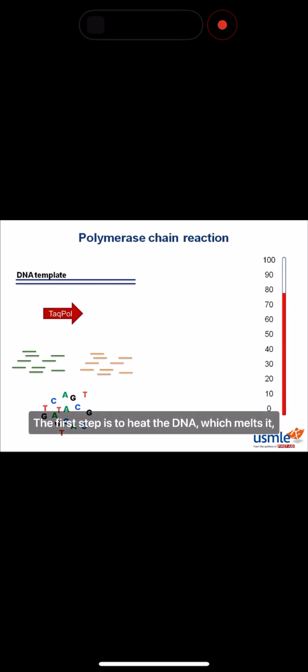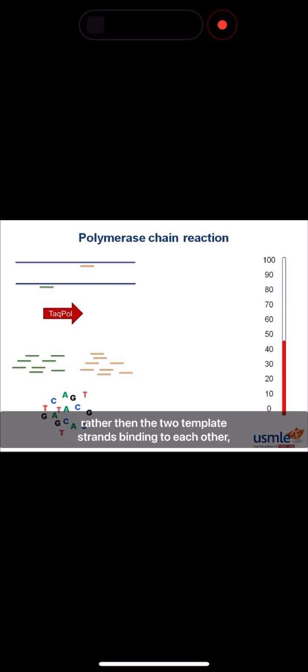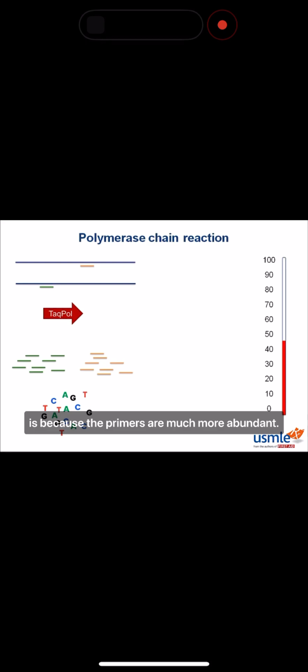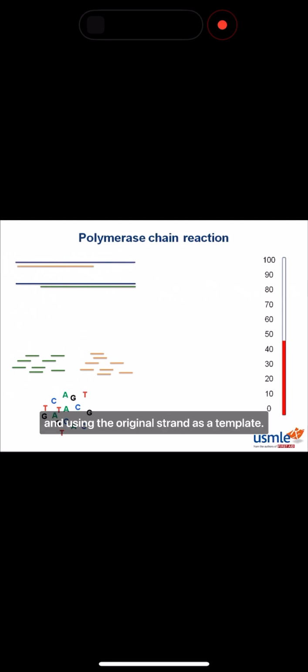The first step is to heat the DNA, which melts it, to allow the strands to separate from each other. Next, it cycles back to a lower temperature, which allows the primers to bind to the single strands of DNA. One primer is complementary to each strand of DNA. The only reason the primers bind to the template rather than the 2 template strands binding to each other is because the primers are much more abundant. The final step is DNA polymerase making a new strand of DNA, starting from the primer and using the original strand as a template. This results in 2 pieces of double-stranded DNA, which is twice as much as you had before, at least for that particular region.